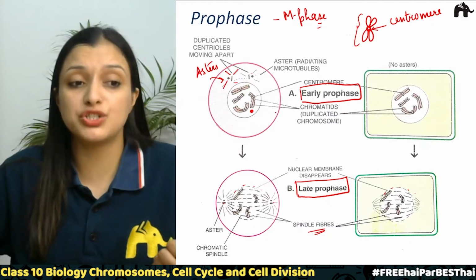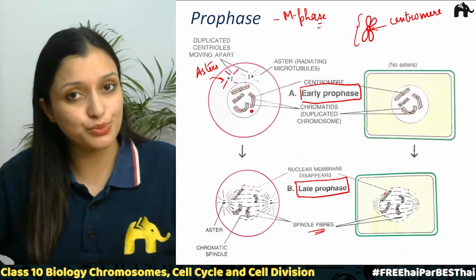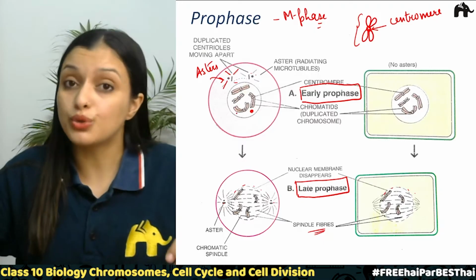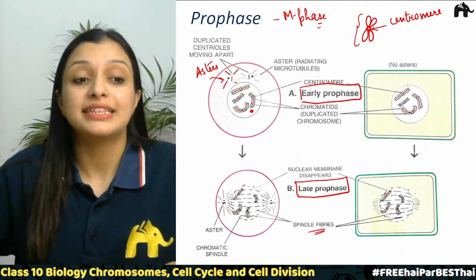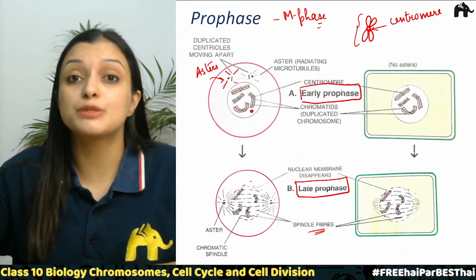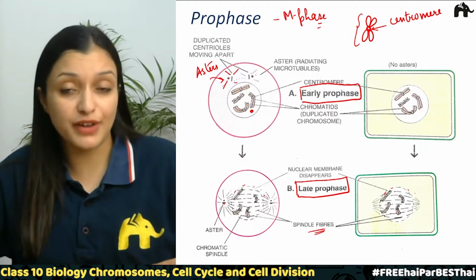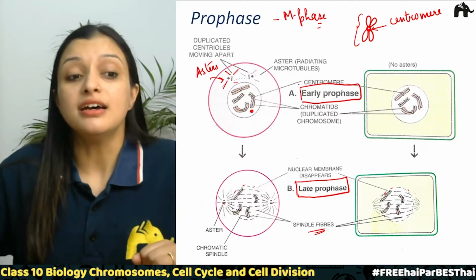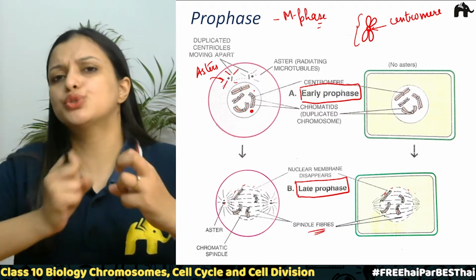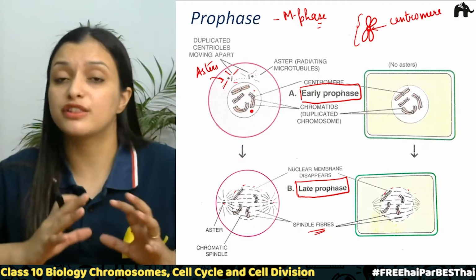So you have to mention the centrosome. It duplicates, then the centrioles start moving to the opposite poles, then the nuclear membrane and nucleolus start disappearing. Then what happens? These asters form spindle fibers. Correct? Then there is a centromere, which is actually holding the two sister chromatids. Correct? So these are the things that you need to mention in the prophase.